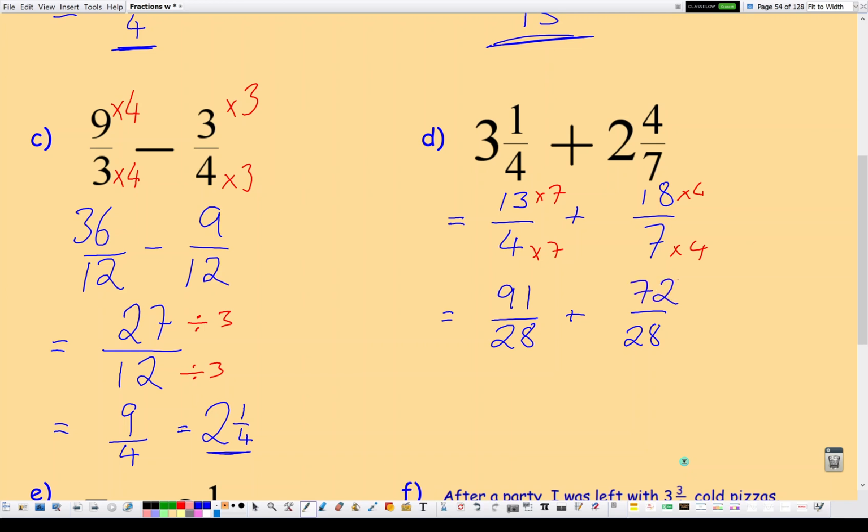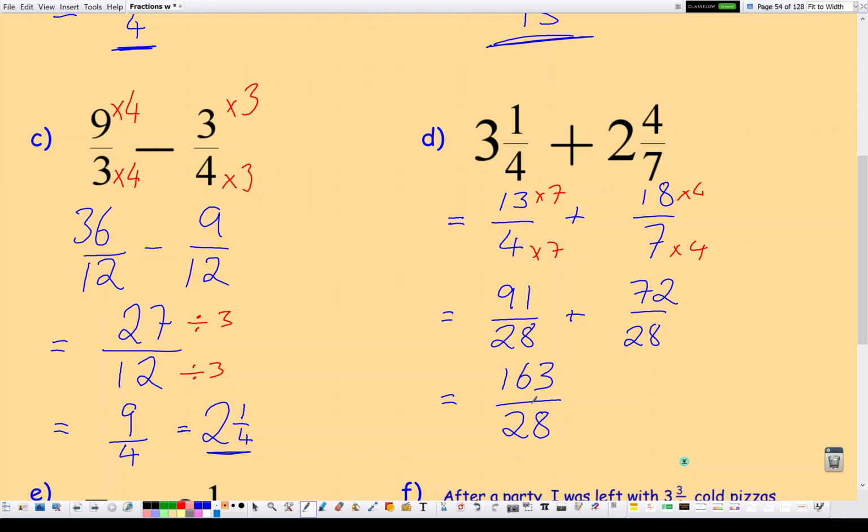Okay. Most of the hard numeracy work done now. I can now combine them into something over 28. I now just need to do 91 plus 72. So that's going to be 163.